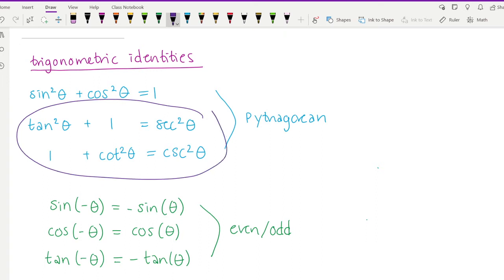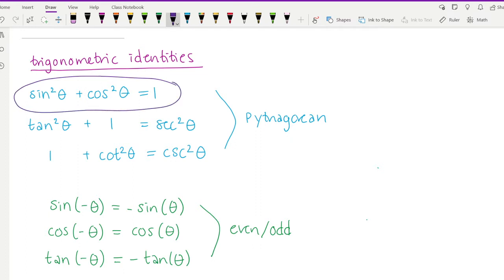But you don't really need to memorize these two because if you know this Pythagorean identity, you can always find the other two just by going through and dividing both sides of the equation by something. So for example, if you start with sine squared plus cosine squared is equal to 1, if you divide everything by cosine squared of theta, that will give you this second Pythagorean identity, right?